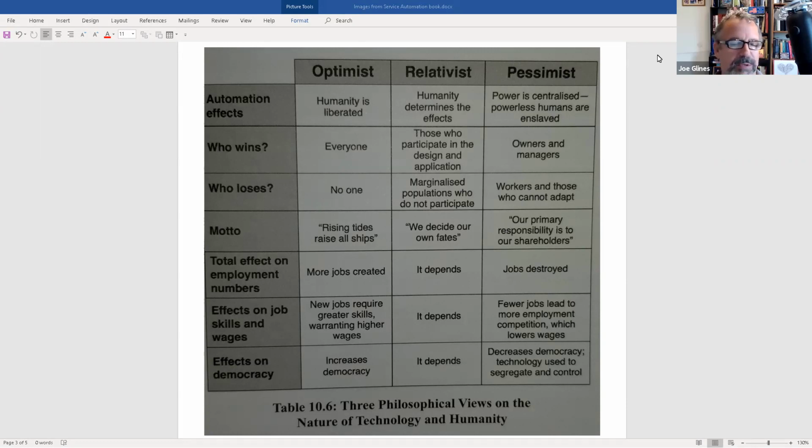So the very first one, let's start on the automation effects. And Jaggy, we'll alternate. So you'll take the next row here. For the optimist, the automation effect is that humanity is liberated. The relativist says humanity determines the effects. And a pessimist would say power is centralized and powerless humans are enslaved.